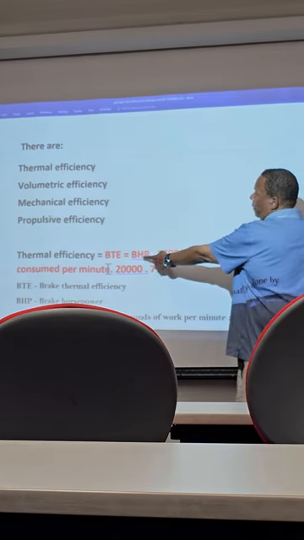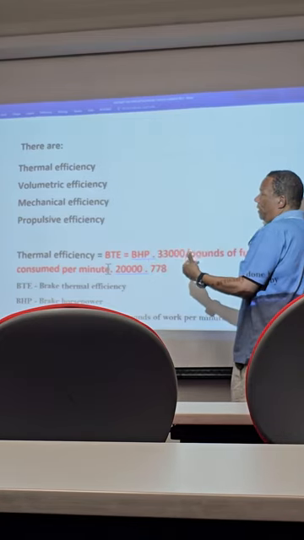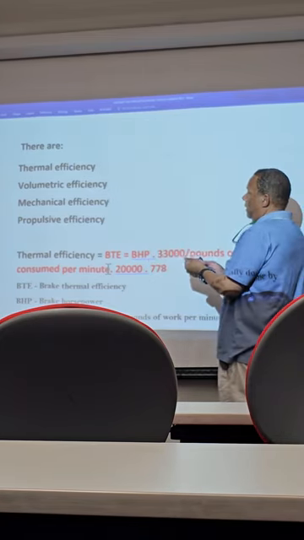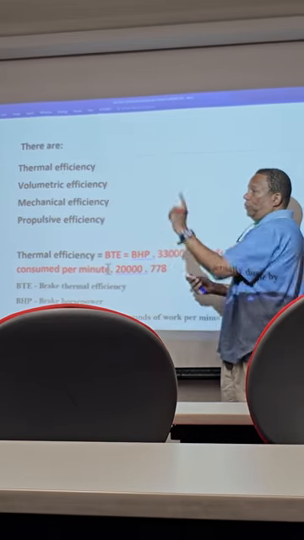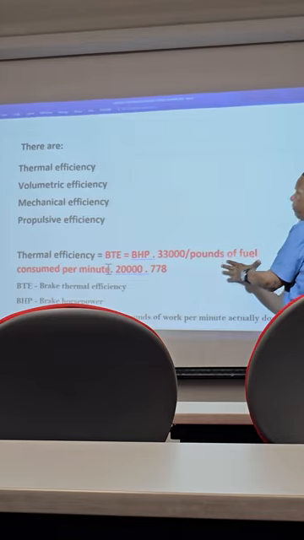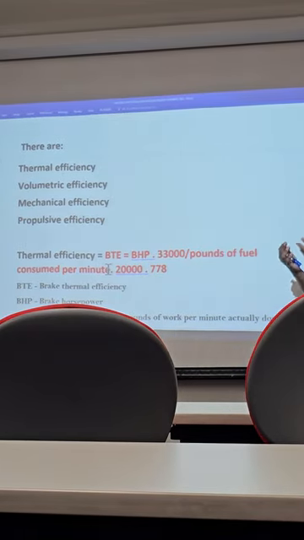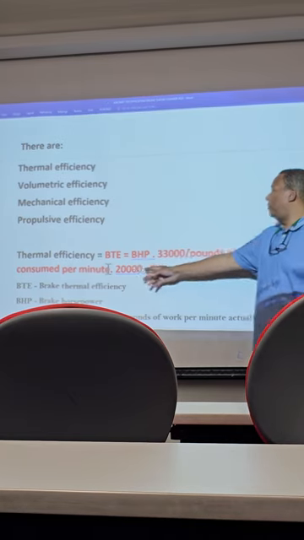When you multiply the brake power of the engine by this one, what you get is the work generated by the engine to spin the propeller. When you divide by the pounds of fuel consumed per minute, it is like a fuel flow, and you multiply this by 20,000.